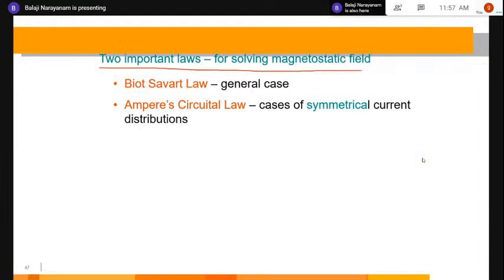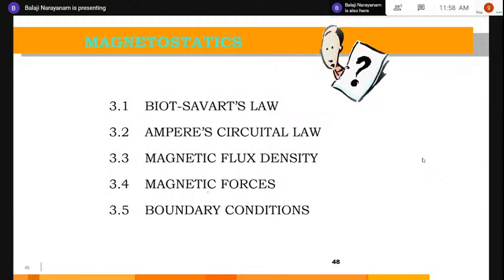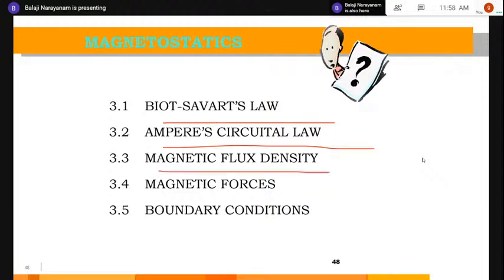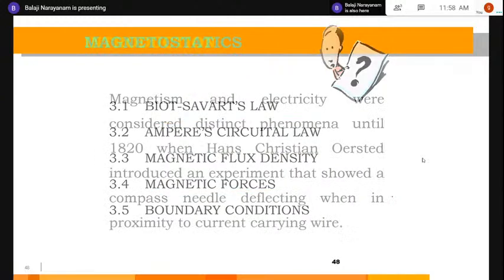Two important laws for solving magnetostatic fields are used. One is the Biot-Savart law, which is applicable to all general cases, whereas Ampere's circuital law is applicable for cases of symmetrical current distributions. In this third chapter we will see topics like Biot-Savart's law, Ampere's circuital law, magnetic flux density, magnetic forces, and boundary conditions. These are the contents that we are going to discuss.